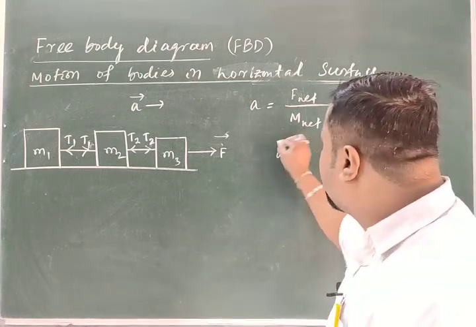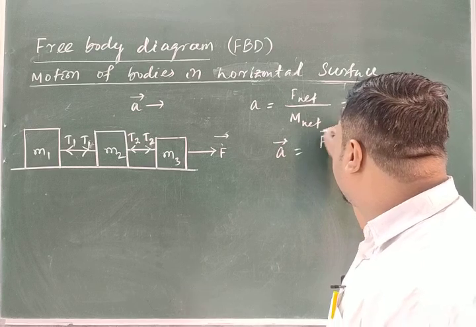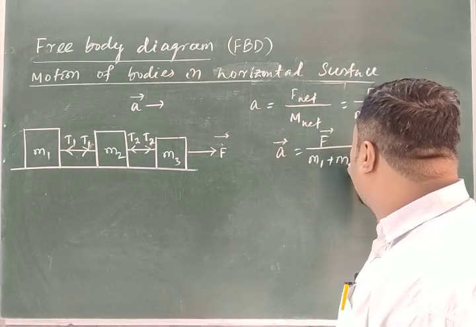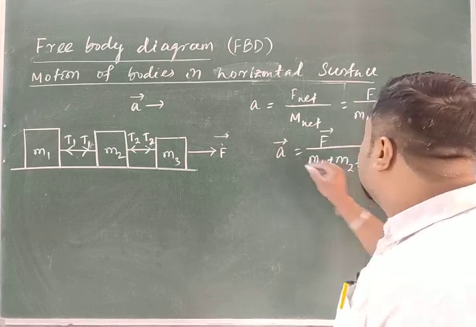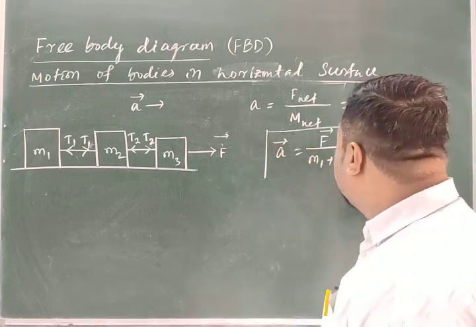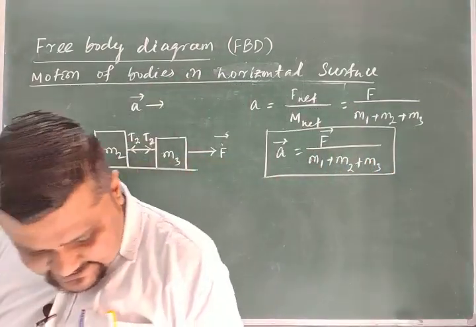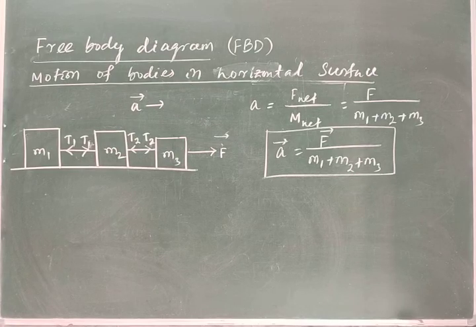If you write that in vector form, a is equal to F, both in the same direction, divided by m1 plus m2 plus m3. So I got the expression for acceleration. But the next important thing is to find these tensions T1 and T2. Find the expressions for T1 and T2.